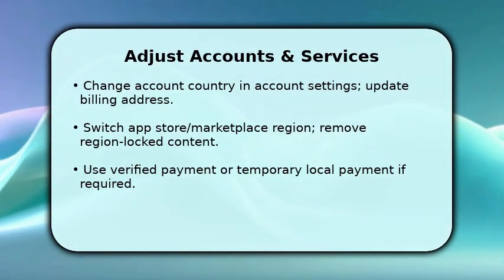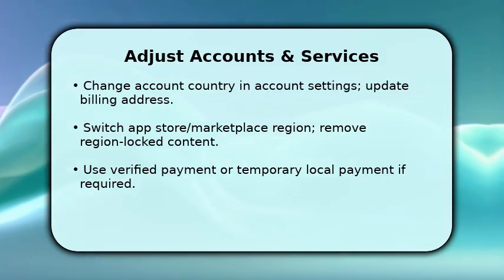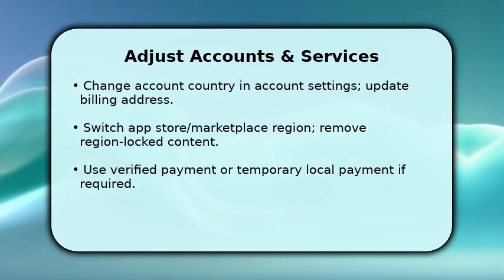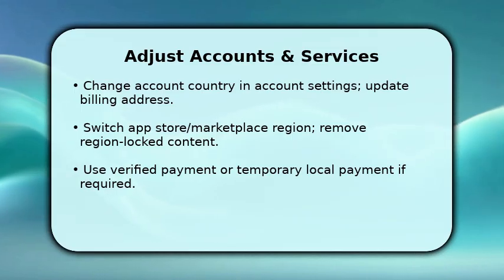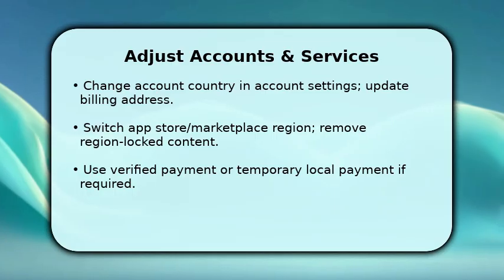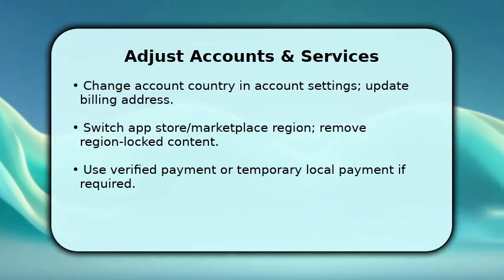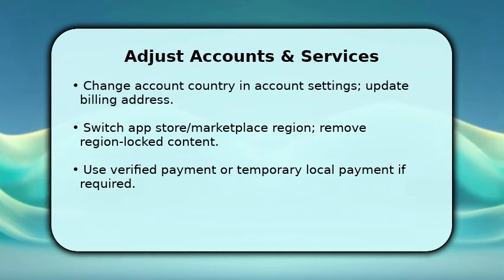Update your account country in the central account portal and set a matching billing address so purchases validate. Then change the App Store or Marketplace region, making sure to remove or archive region-locked content that won't transfer. If the service requires a local payment method, add a verified card or use a temporary local payment. This satisfies checks. Make sure to sync and restart apps so entitlement and license flags refresh across the device.